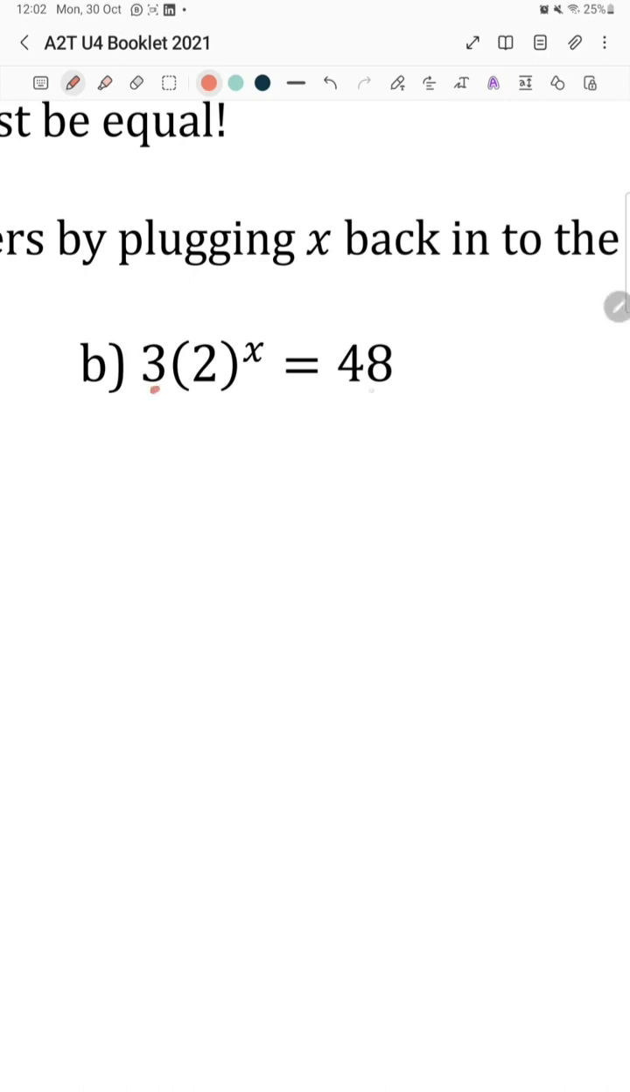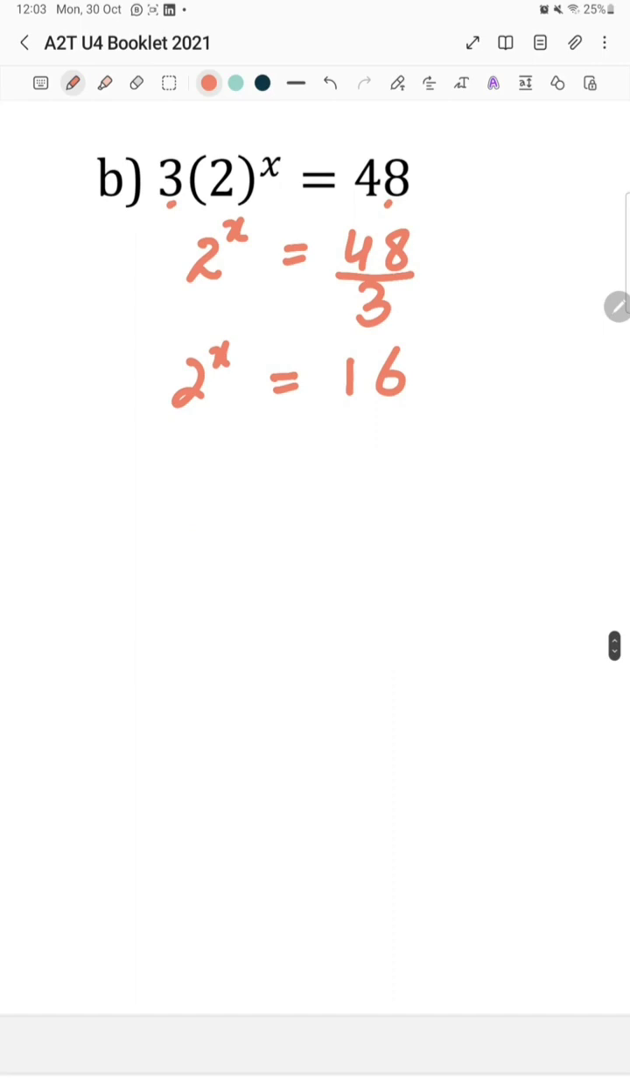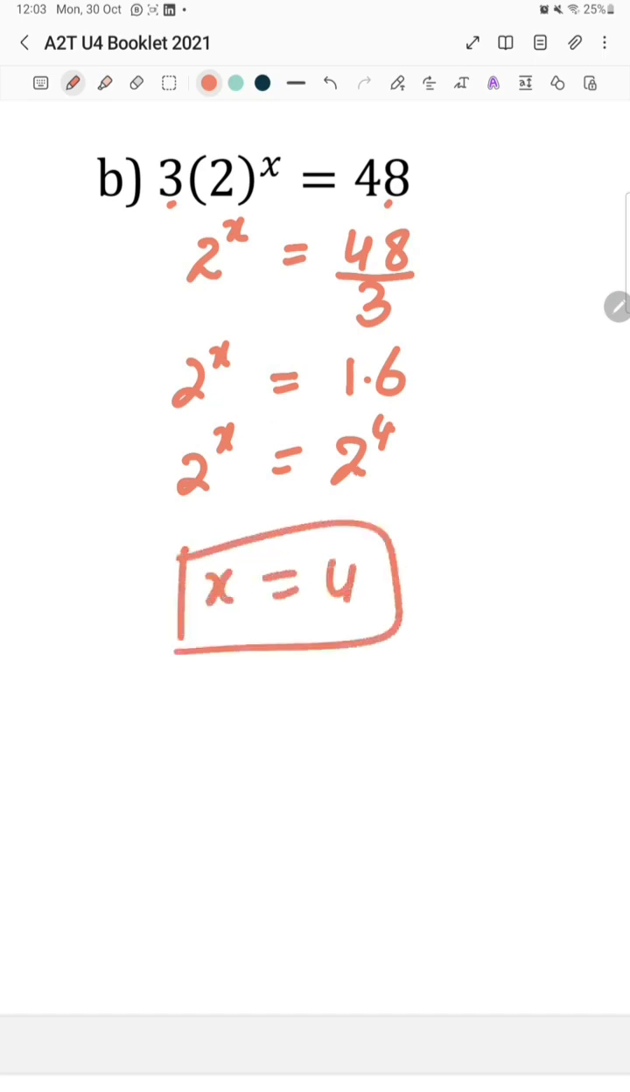3 can go over here on this side and divide by 48. So it can be written as 2x is equal to 48 divided by 3, which can be written as 2x is equal to 16. So 2x is equal to 2 to the power 4. 2 to the power 4 is 16. So bases are the same, we can make exponent the same. x is equal to 4.